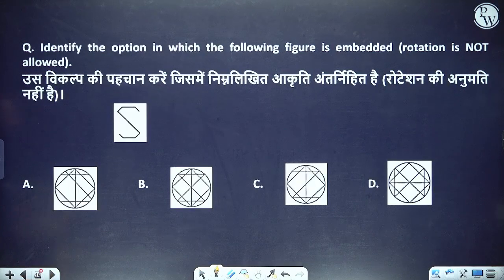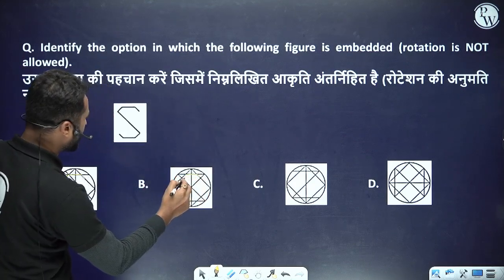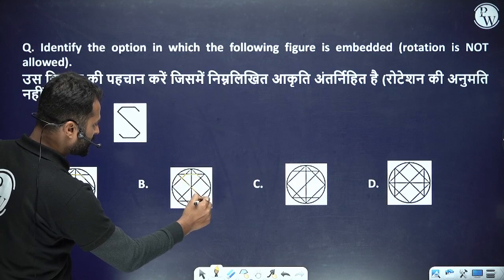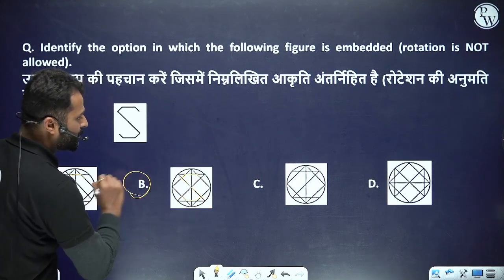Next on your screen, just like an S structure, and we do have a condition that you cannot rotate this. So if I try to figure out on A, if I go like this, this is okay, but here is a problem. Again, this line, this line, and this line. Yes, that's absolutely with B only.